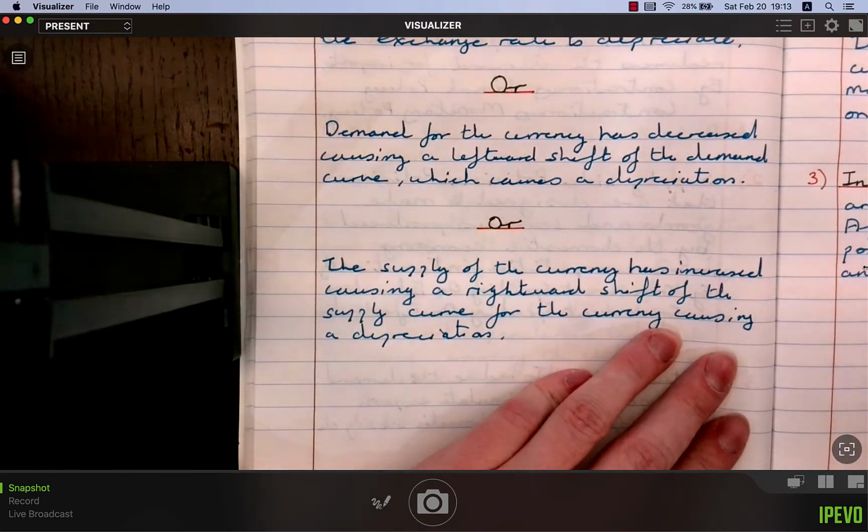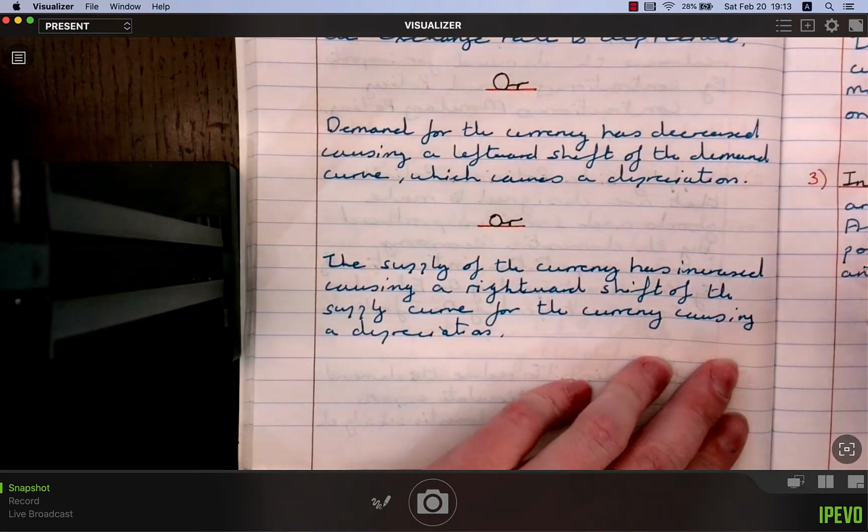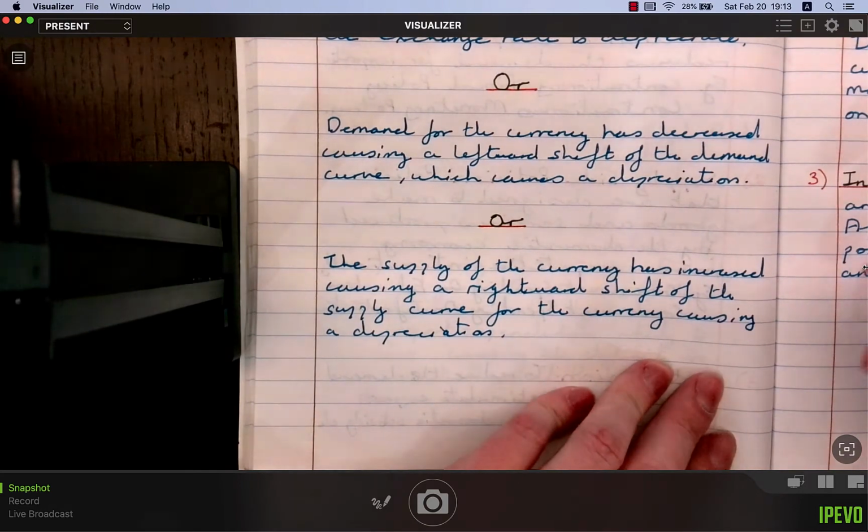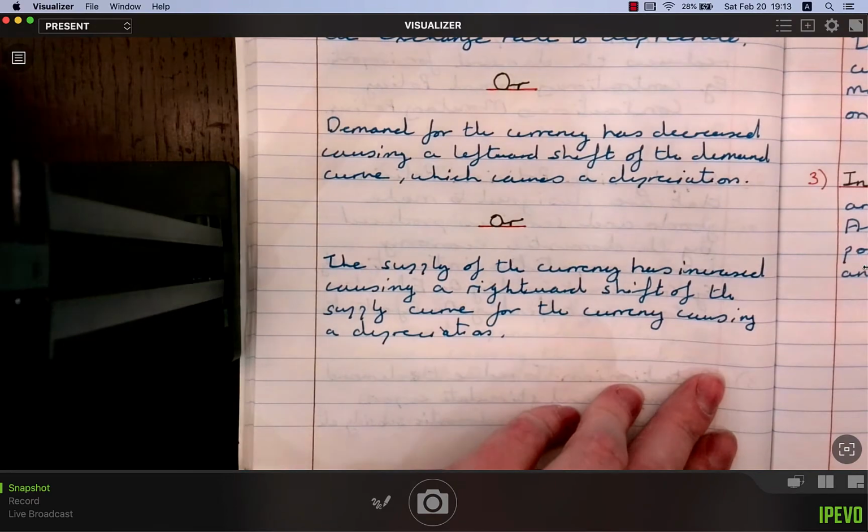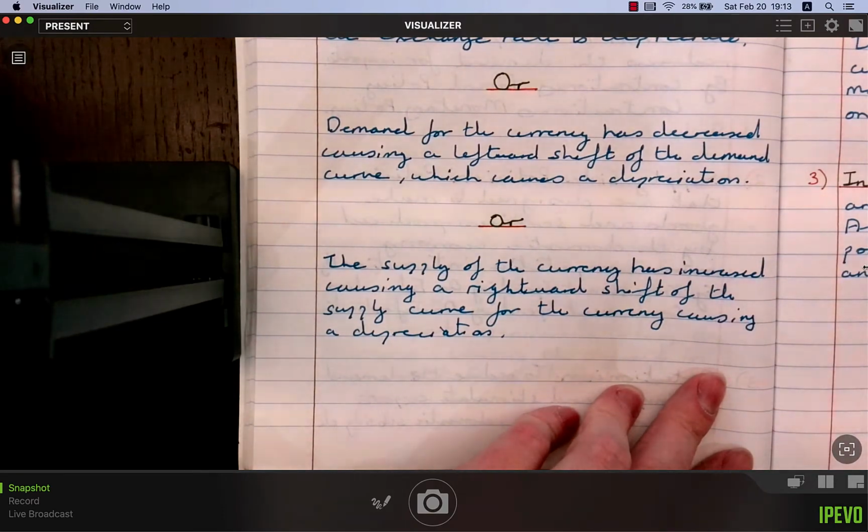And you could even be more detailed, and you probably should, but that's all that was required for that question. Okay, so you didn't say the demand curve for the currency, anyway, no problem. Or the supply of the currency has increased because we're buying more imports, which I didn't write, and it's not required for this question, but I would give more detail than a lot of the times in the mark scheme. Causing a rightward shift of the supply curve for the currency, causing a depreciation of that currency.